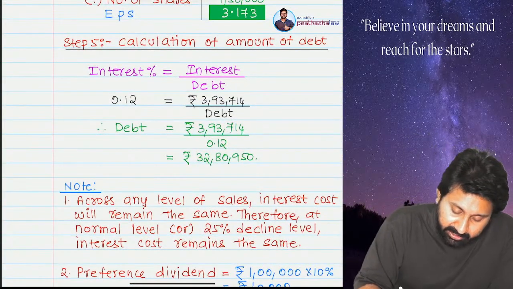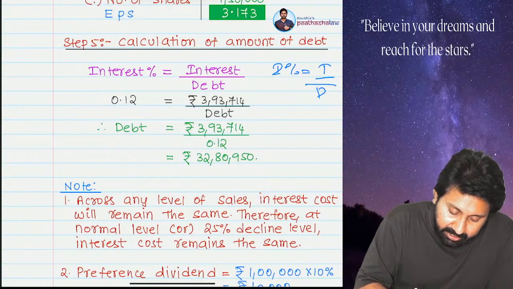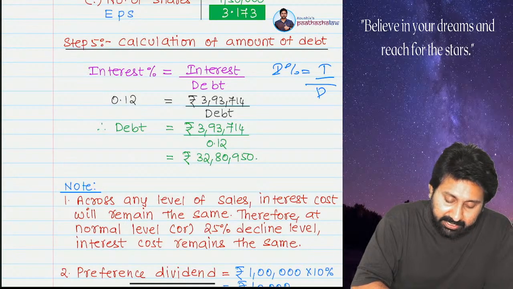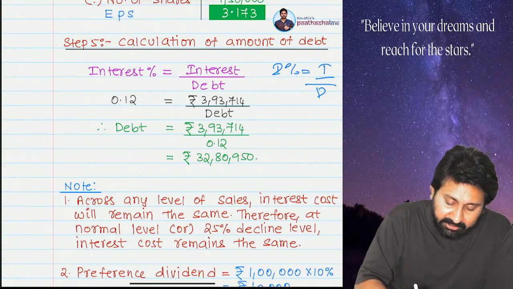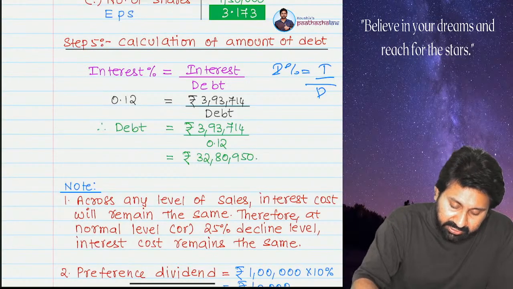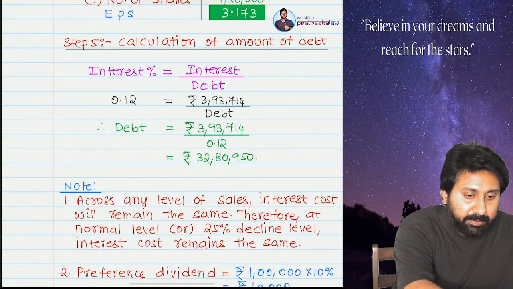Calculation of the amount of debt. Interest percentage equals interest divided by debt. Interest percentage we already know is 12%, and interest amount we already know is 3,93,714. So debt is 32,80,950 rupees. This is how we need to calculate this particular question.